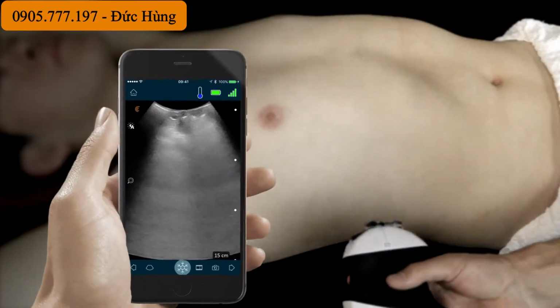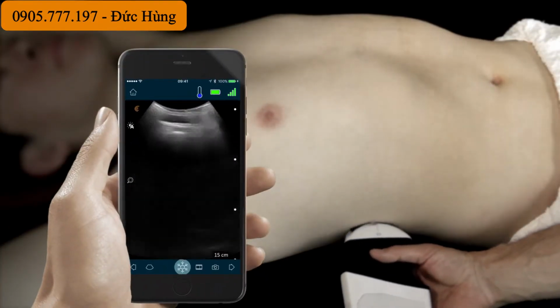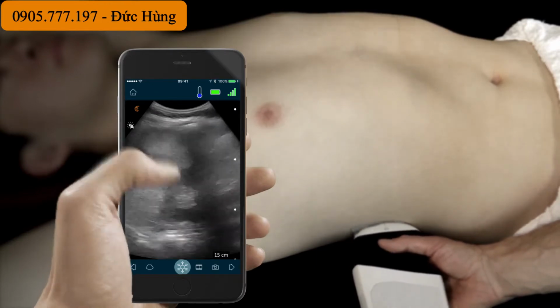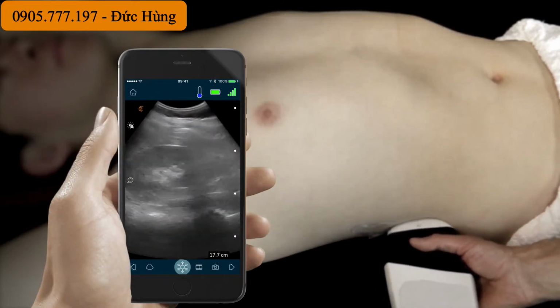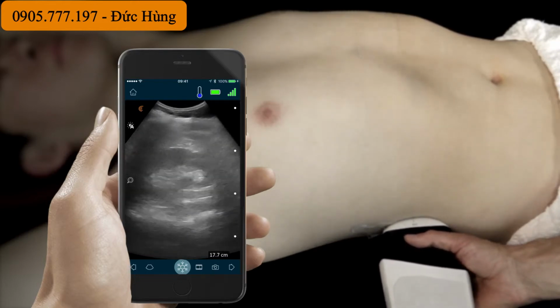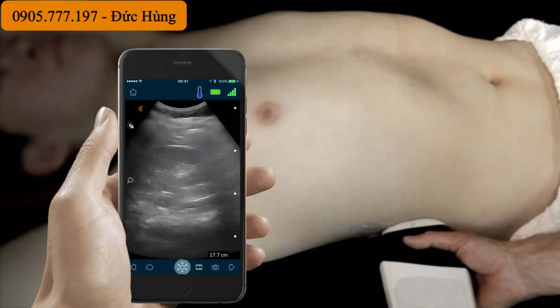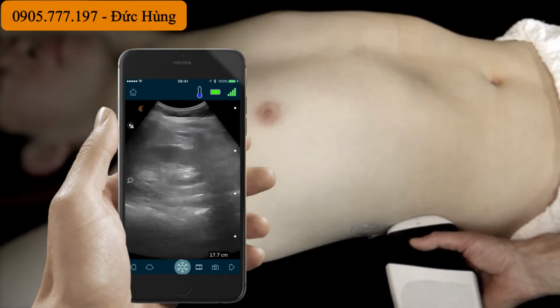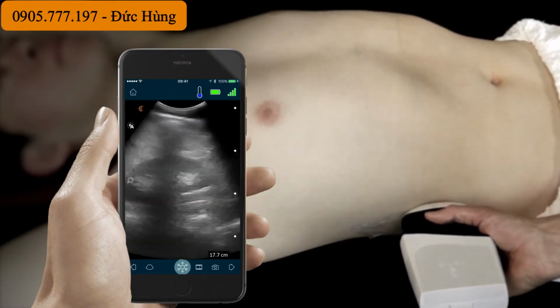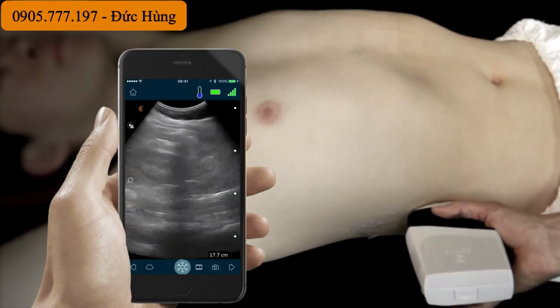Next, we will examine the peritoneal space for any signs of free fluid. We're going to start by scanning the right upper quadrant. We're going to examine Morrison's pouch between the liver and the right kidney, fanning through to ensure that we find any small collections of fluid. We also want to ensure that we're seeing the inferior tip of the liver.